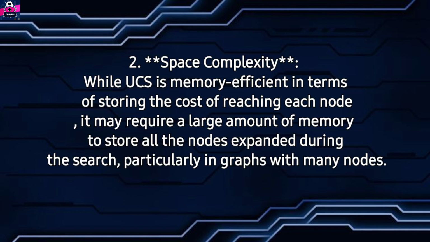2. Space complexity. While UCS is memory efficient in terms of storing the cost of reaching each node, it may require a large amount of memory to store all the nodes expanded during the search, particularly in graphs with many nodes.